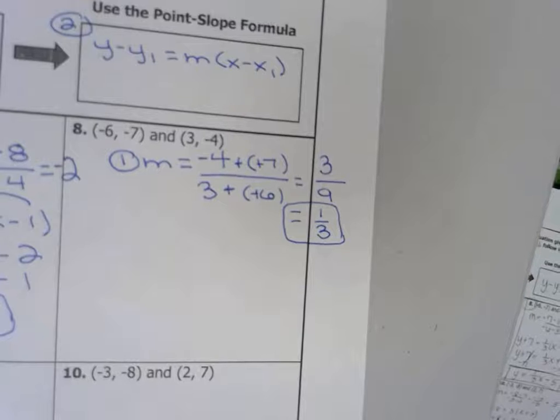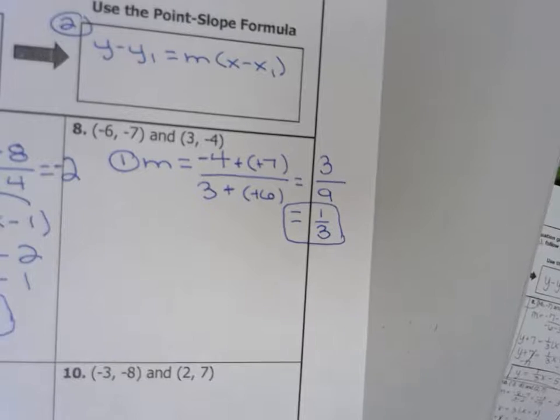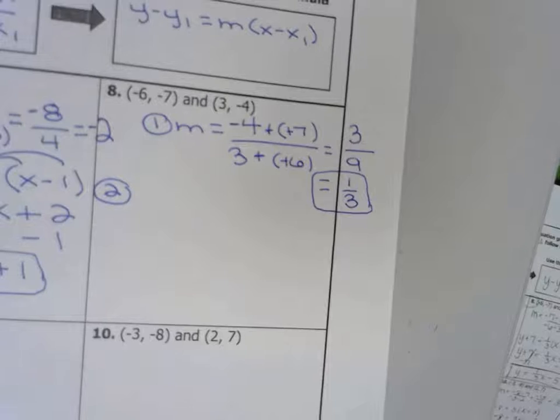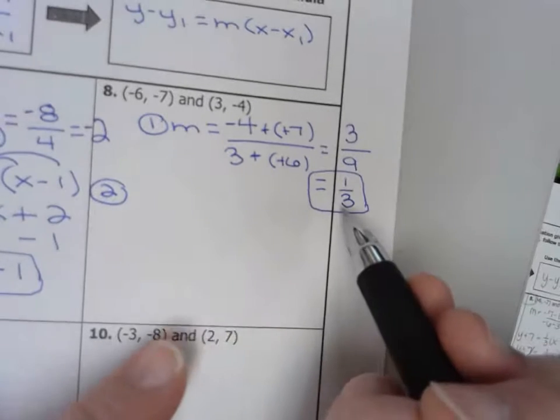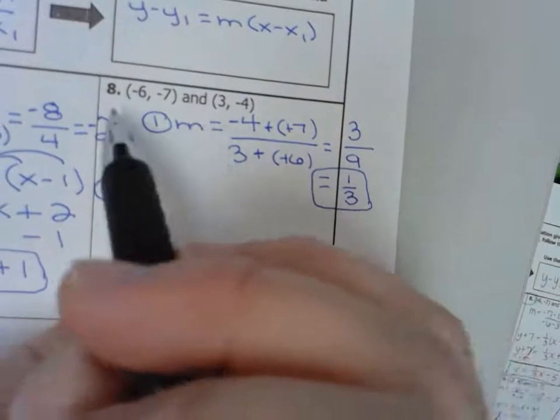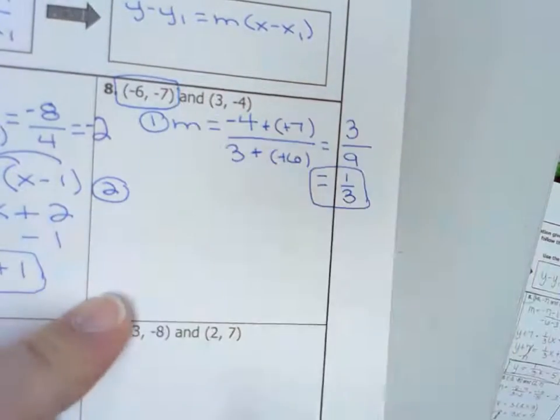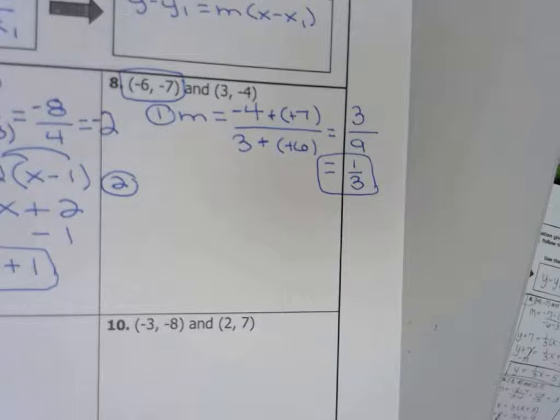Have I answered the question? No, all I found is the slope. I don't have the equation. I don't have y equals mx plus b. I just have the slope. So the second part is just like we did Wednesday that you guys did really well with. We're going to take my m, my slope, and pick one of the ordered pairs. Let's choose the first one. It doesn't matter which one you choose, you will get the same answer.